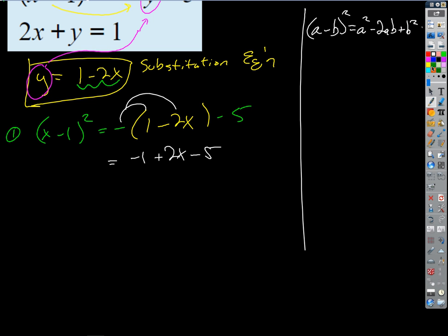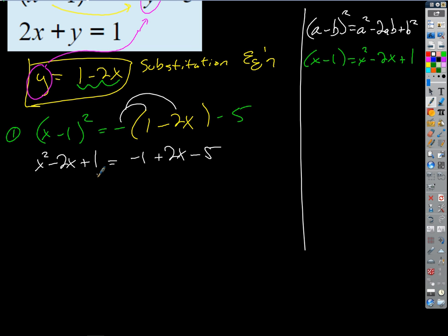So for us, instead of a and b, we had x and 1, right? So a squared would be an x squared, minus 2 times x times 1 would be minus 2x. And then here I'm just going to get -1 squared is 1, right? Okay, so on this side we end up with x squared minus 2x plus 1. Good, so now we've simplified everything. We've expanded it out, we've distributed.